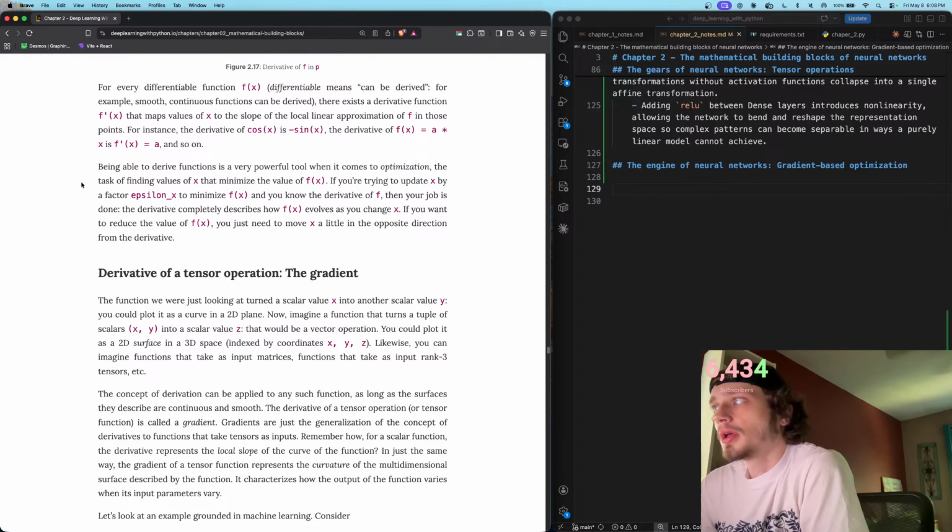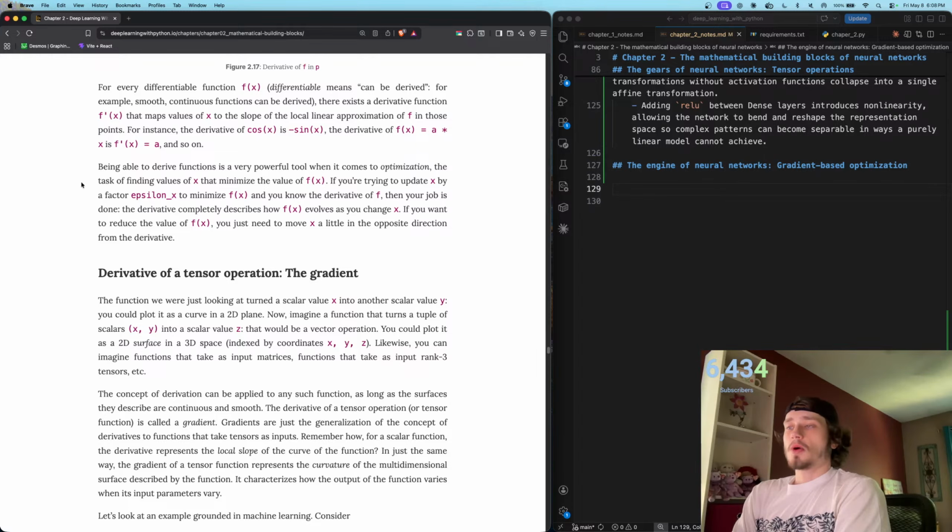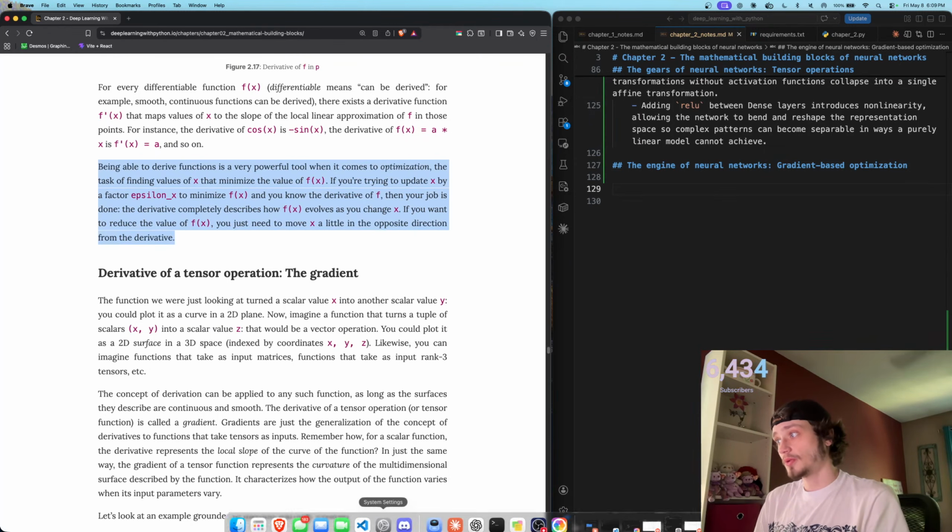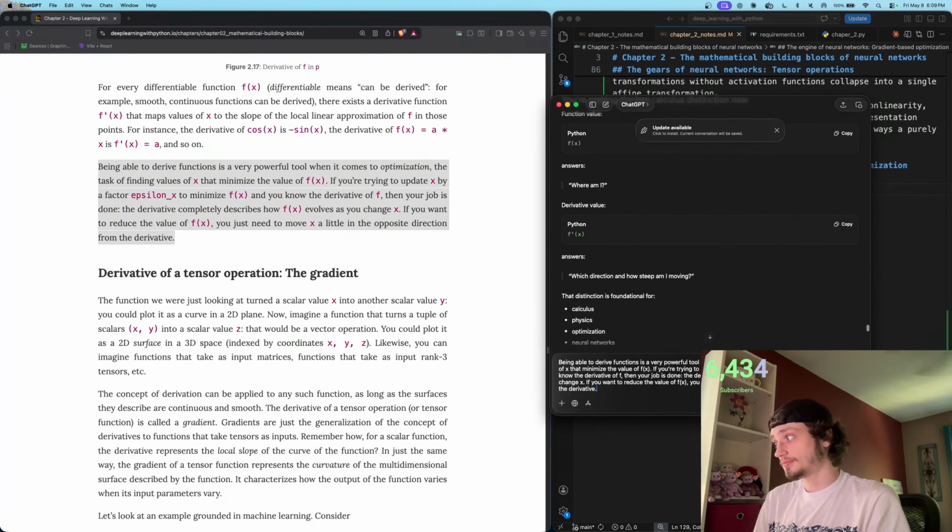So how does this play into what we're learning about here? Well, we know that deriving functions, if we're trying to update x by a factor of epsilon x to minimize our loss function, and you know the derivative of f, we know a function that'll give us the slope. We would want to find a slope, so let's ask this question. I know we're kind of moving slow here, but this is where we're really learning.